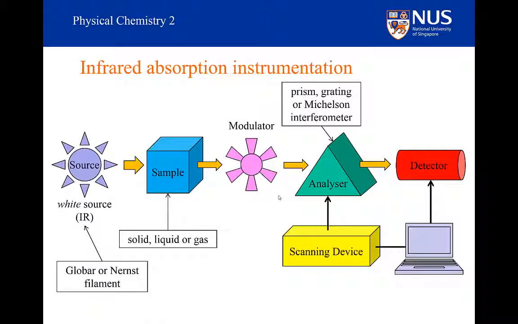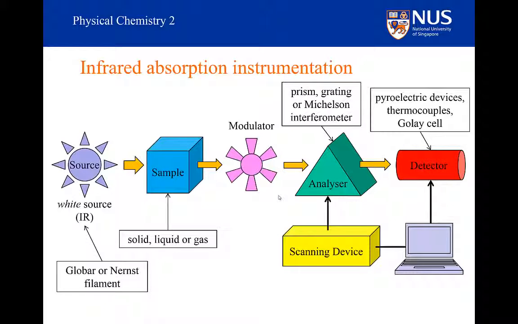The analyzer can be a prism, a diffraction grating, or a Michelson interferometer. The detector is essentially measuring heat. In essence, the detector is a thermometer. You can either have a thermocouple, which directly measures the temperature, or you can have a pyroelectric device. Pyroelectric devices are essentially the same thing that you use in detectors in fire alarm systems. Or it can be a Golay cell.